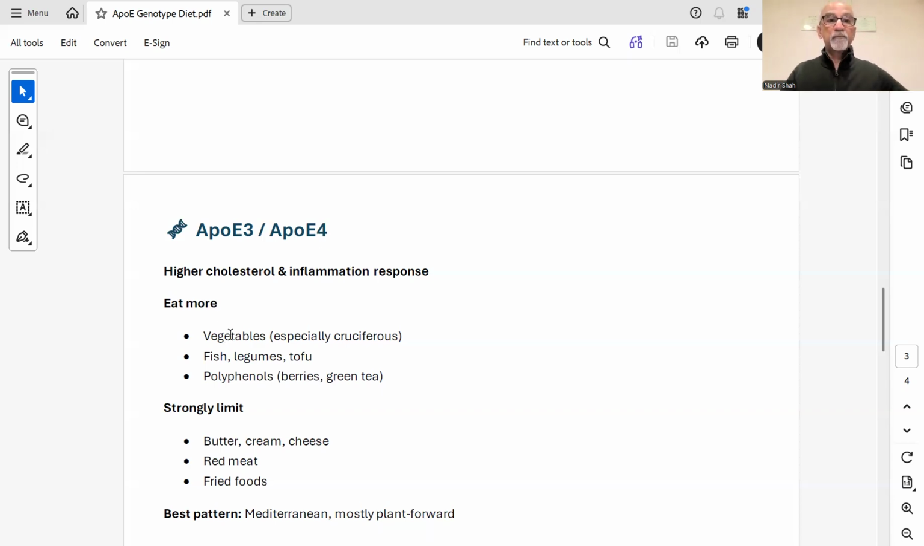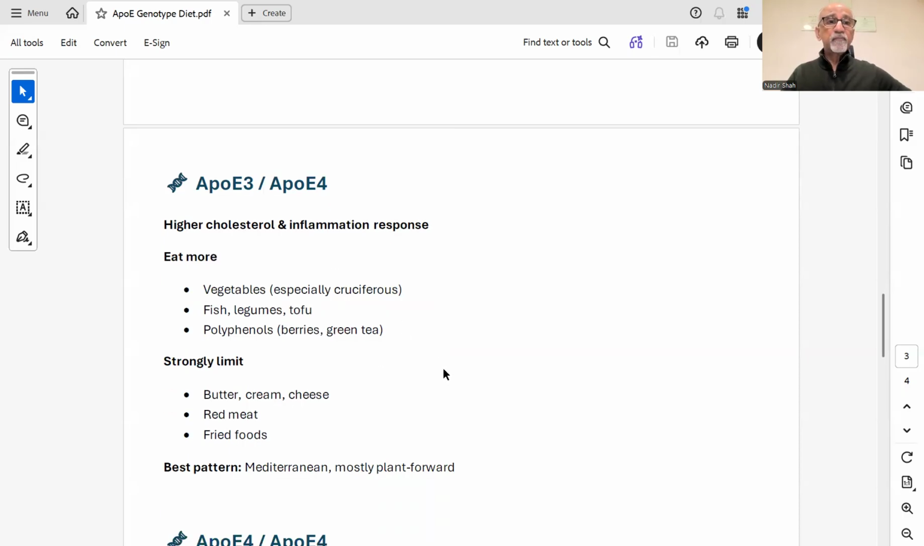So eat more vegetables, especially cruciferous vegetables. Fish, legumes, tofu, and then polyphenols like berries and green tea. My wife is consuming all of these things on a daily basis.